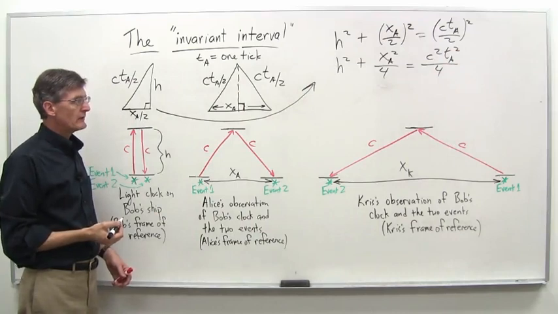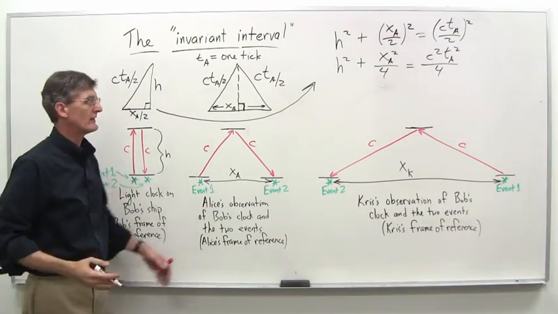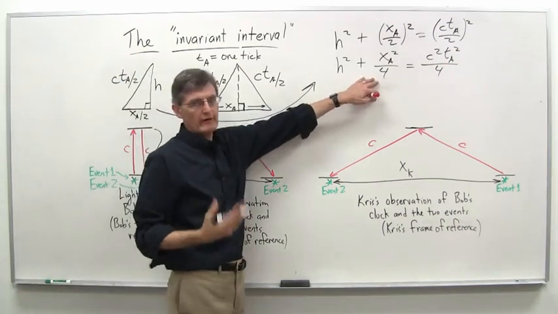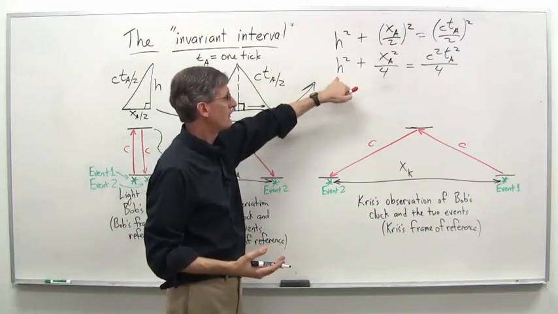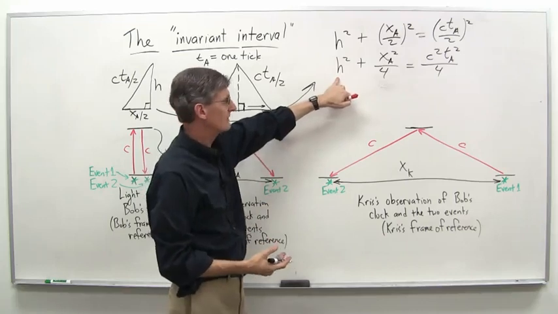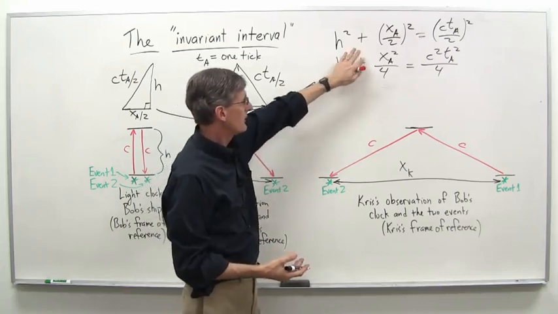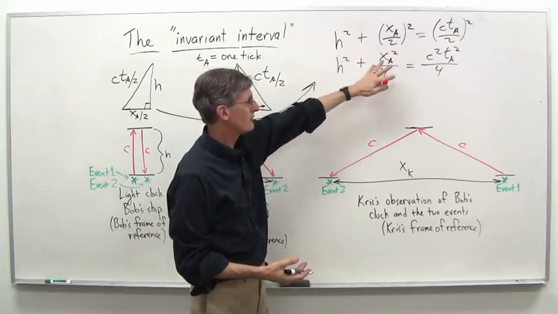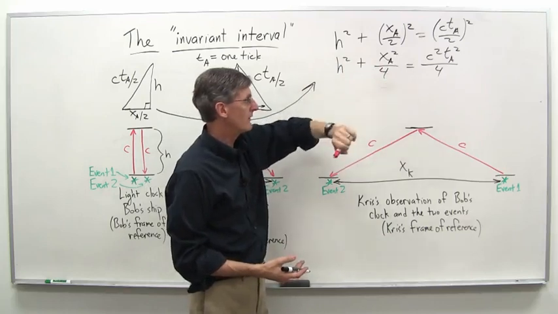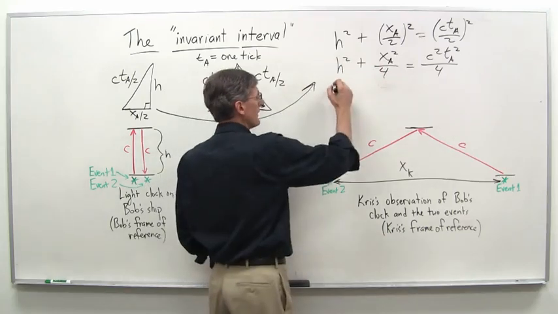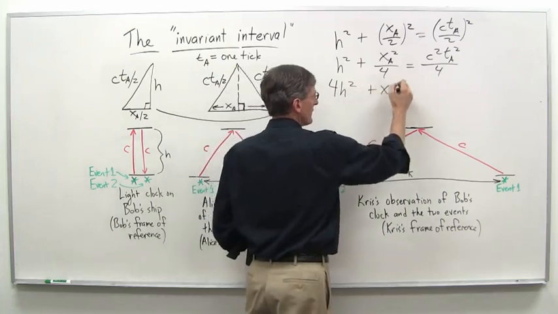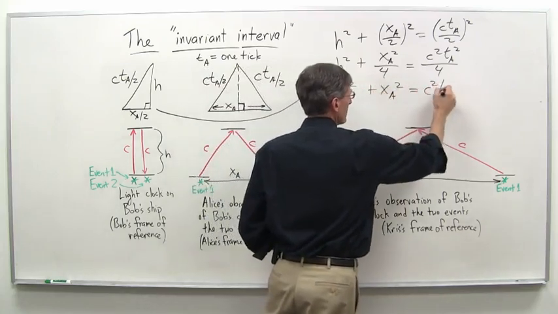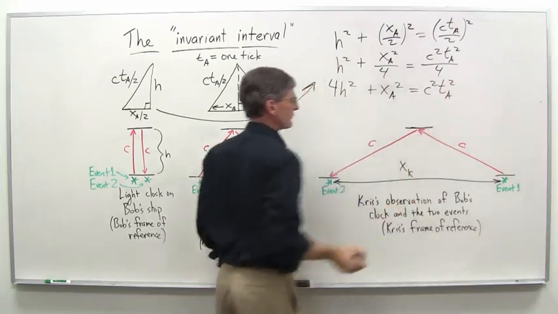And then let's just multiply through by 4. I'd like to get rid of these 4s in the denominator, just clean it up a little bit. So multiply everything by 4. If I do it on both sides, of course, it's legitimate. 4h squared, and then plus 4 times that just gives me the xa squared, and I get rid of that one as well. In other words, I have 4h squared plus xa squared equals c squared ta squared.